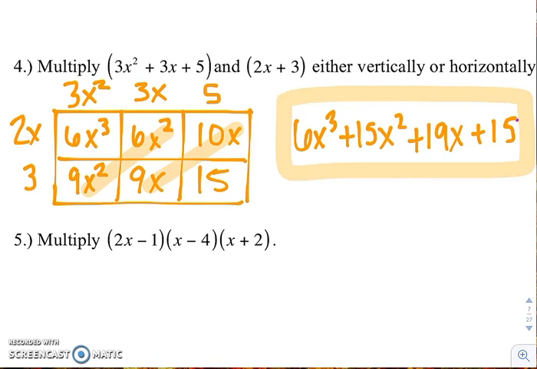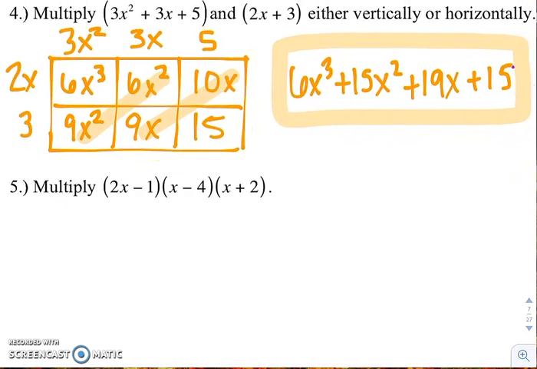Now be careful with the second one. You guys just physically are not capable of multiplying 3 things at one time. So you have to do it 2 at a time. So for your number 5, you would have to do either these 2 together, or these 2 together, or this one and this one. You can only do 2 of 3 at one time. You'll have to get that trinomial, and then you would have to multiply that by your last one.